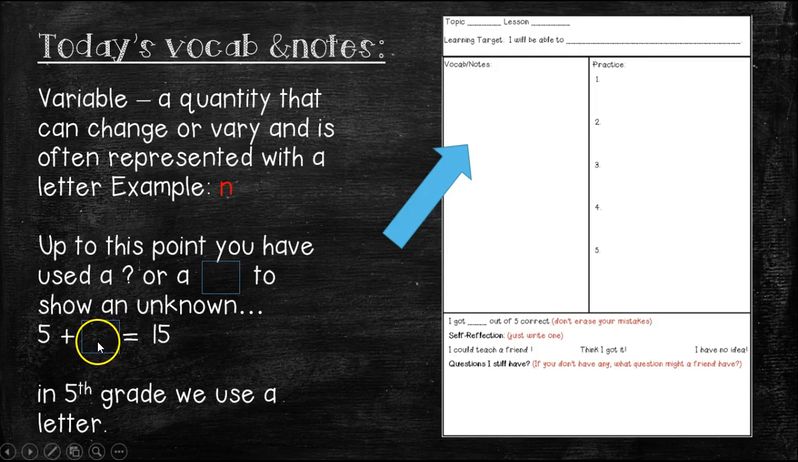This is the unknown. But now that you're in fifth grade, we use a letter instead of a square. Can it be any letter? Yes, any letter except for usually an X, and I'll explain why in just a minute.